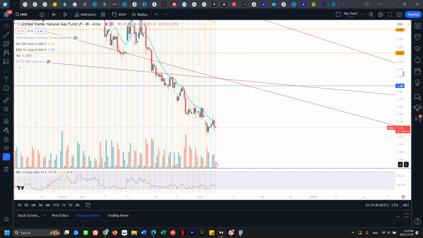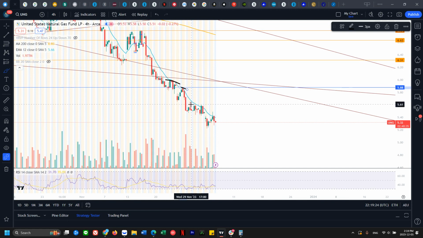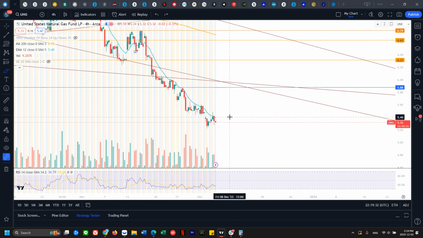4 hour, same thing. Cannot get over EMA 12. UNG is even more clear. You can see rejection, rejection, rejection from the EMA 12, rejection there, rejection there, rejection there again. And so yeah, let's see if we can get over that EMA 12. If not, bears are in full control, as well as the 4 hour downtrend is still intact.